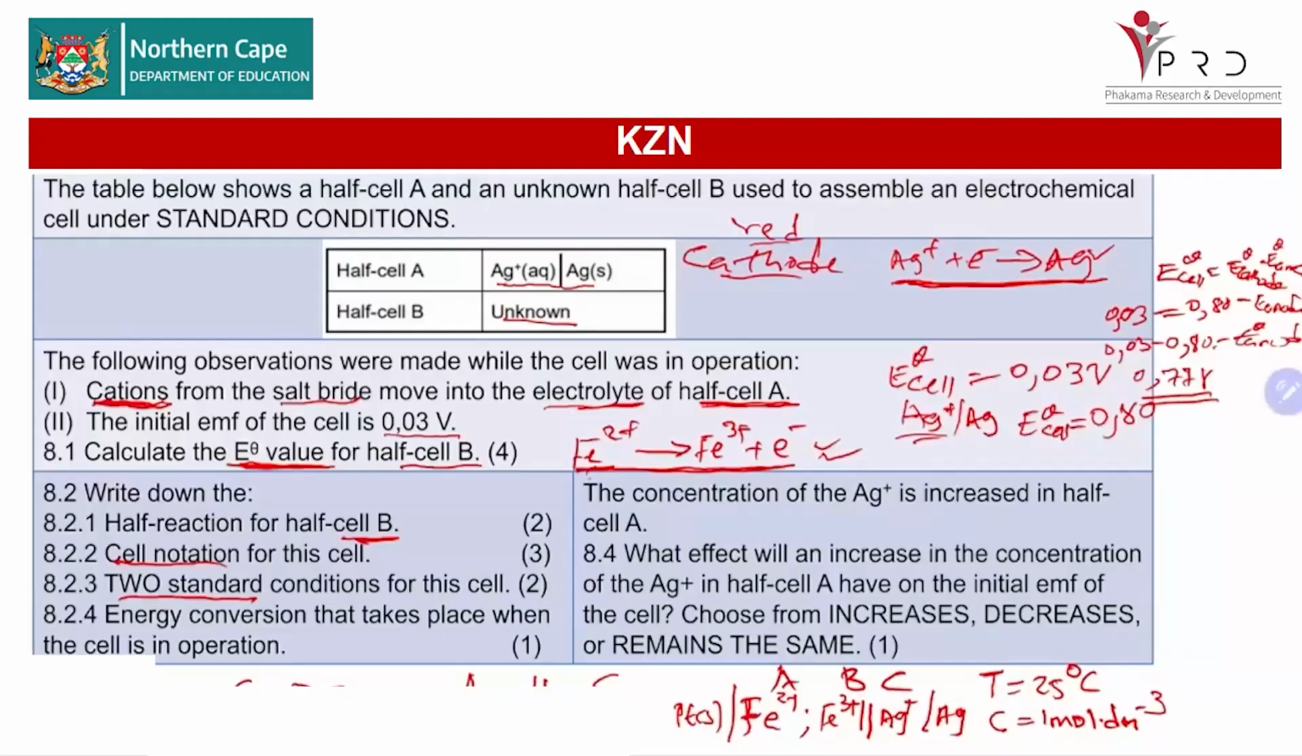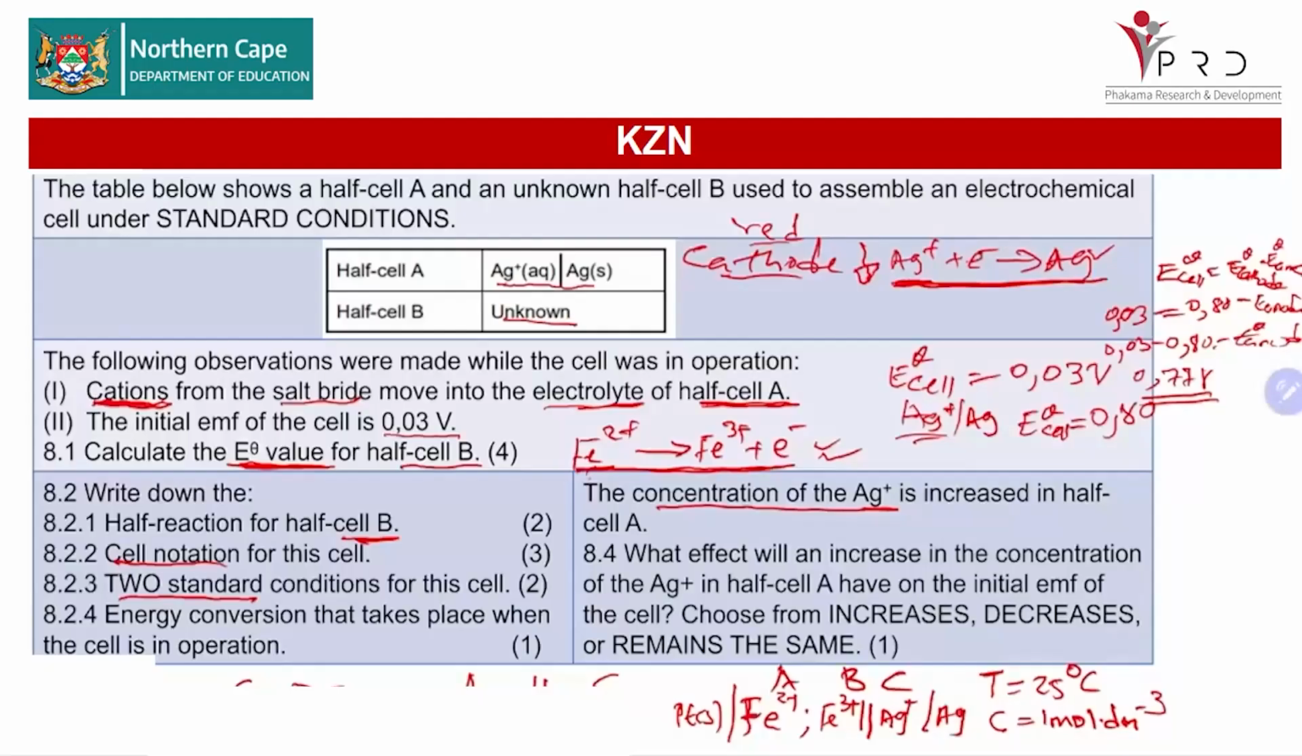Now, in this statement, they say the concentration of Ag+. Remember, Ag+ is the one that is decreasing. Remember, Ag+ is reacting with the electron to form Ag solid. So you are expecting that the solid Ag is increasing in mass because there's more solid Ag that is being formed when Ag+ gains electrons at the cathode. So Ag is increasing in mass. What is happening to the concentration of Ag+?